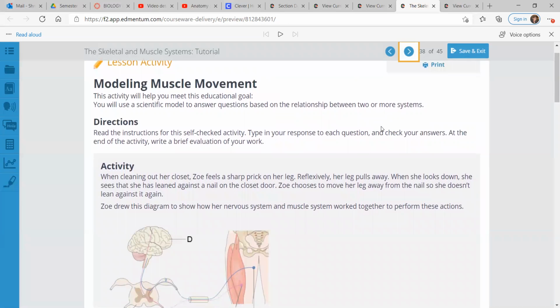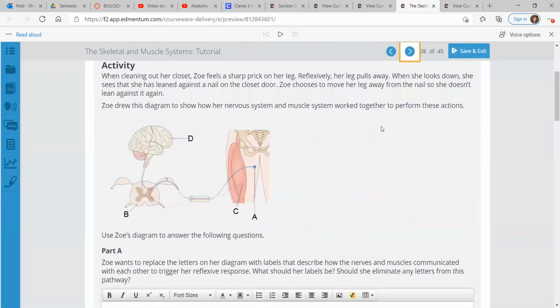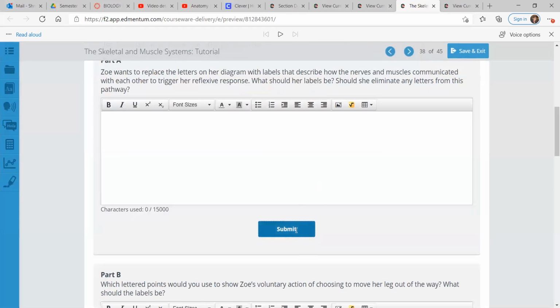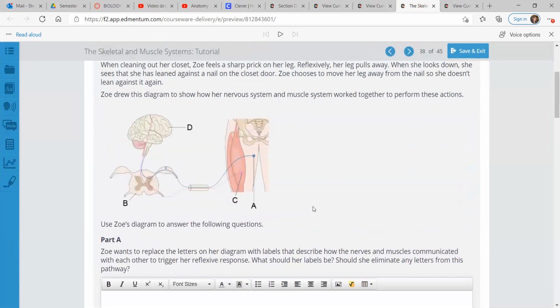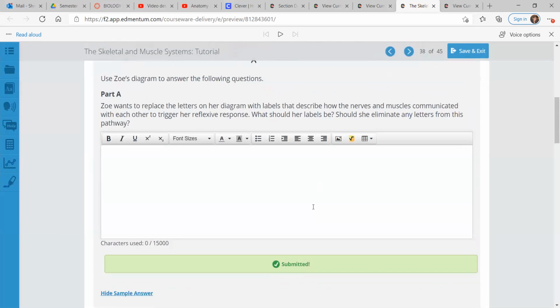Modeling muscle movement. Here we have the activity. I'll show you the answers for each part here.